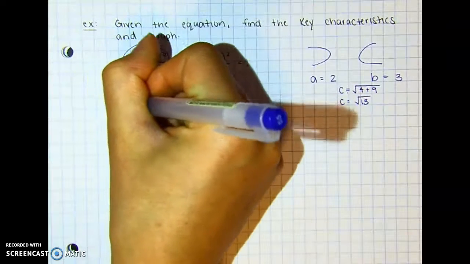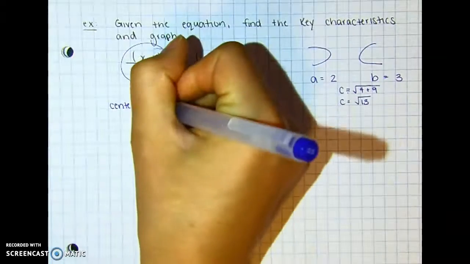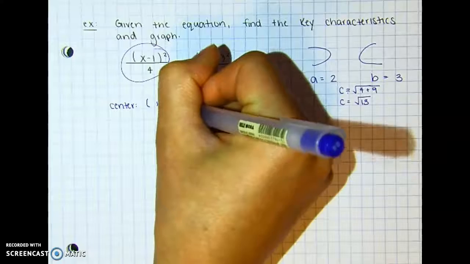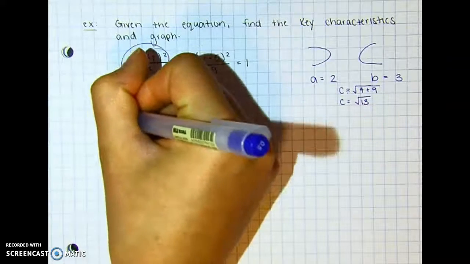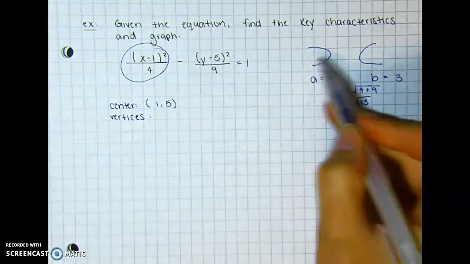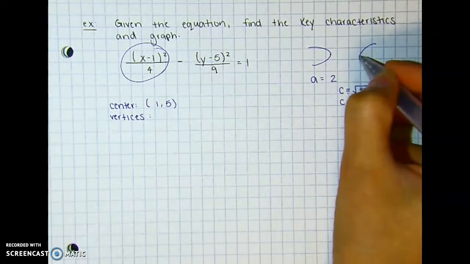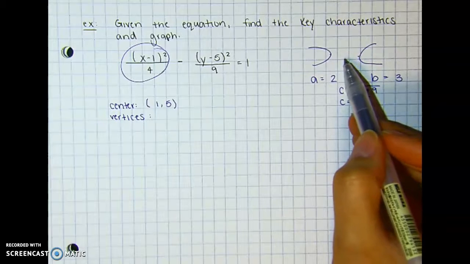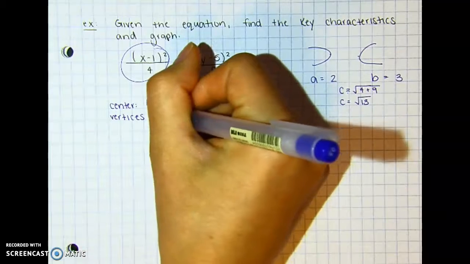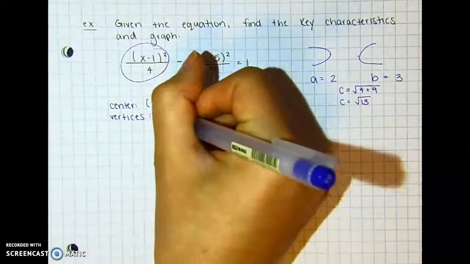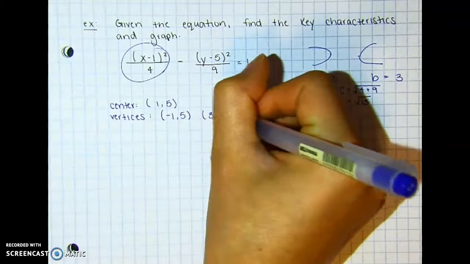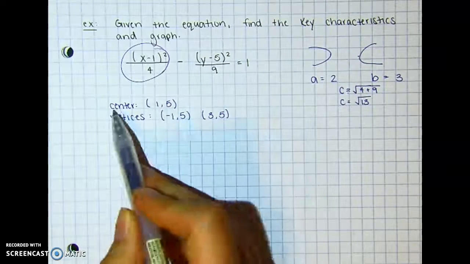So the center is going to be at (1, 5), right? The vertices, because we are opening up to the left and to the right, are going to be here and here. So from the center, we are going to go to the right 2, or a value. So that means that my vertex is going to be at (negative 1, 5), and then my other vertex will be at (3, 5). So from our center, we go right 2 and left 2.